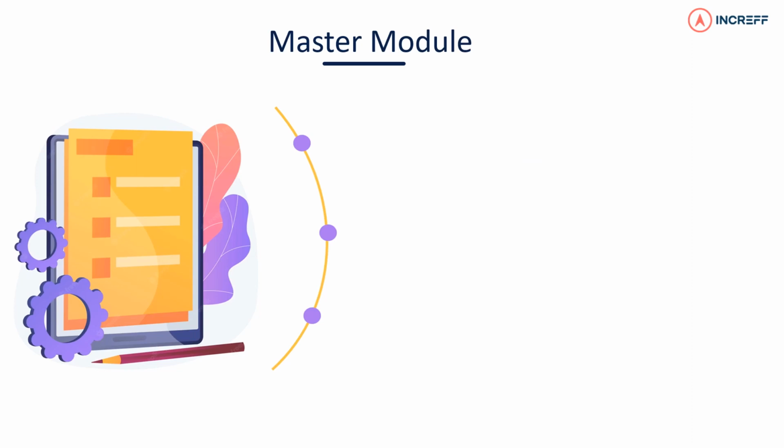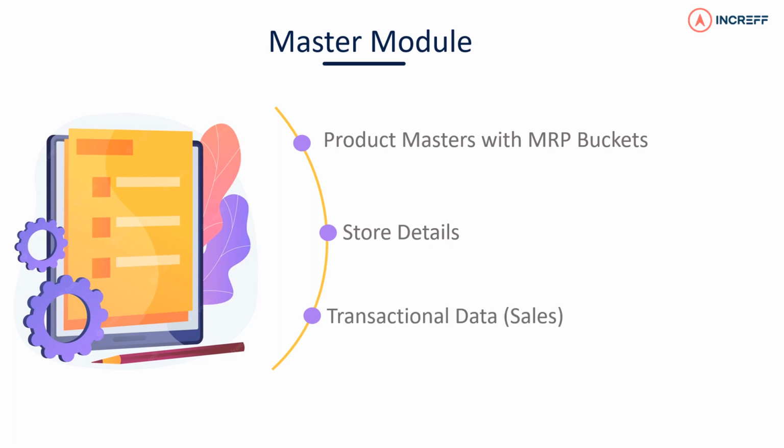Coming to the master module, it acts as a repository for all your data and can store your data across several months or even years. It contains the following things. Product master containing details of all your styles, mapped to suitable price buckets. Note that you have the option to use the software generated price buckets or upload your own. Store details. This will contain details about all your stores, partners, and channels. Finally, it has your transactional data where all your sales are uploaded.